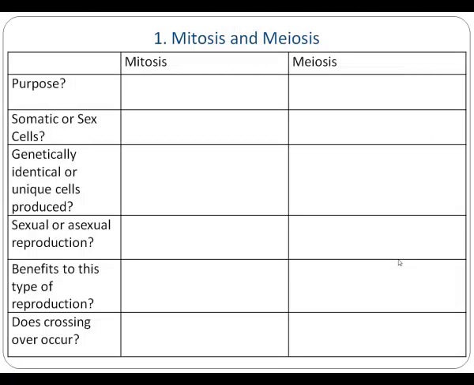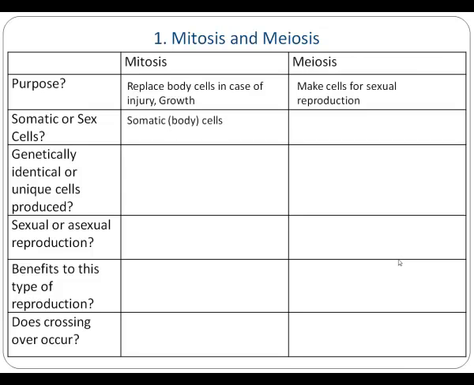Next section is reproduction, mitosis, and meiosis. The purpose of mitosis is to replace body cells in case of injury, so if they get lost, also to help an organism grow. The purpose of meiosis is to make cells for sexual reproduction. Mitosis makes somatic, aka body cells, whereas meiosis makes sex cells, gametes, for example, eggs and sperm.